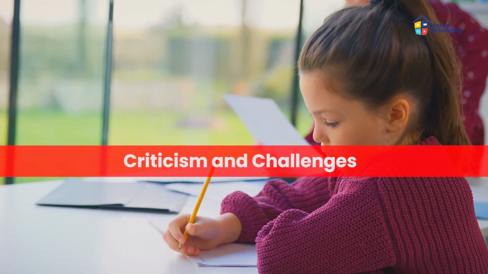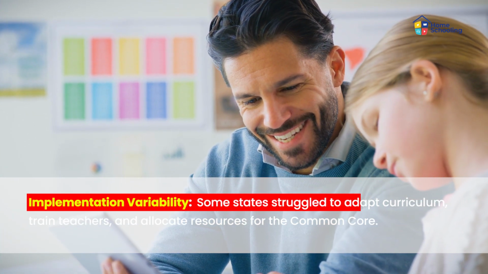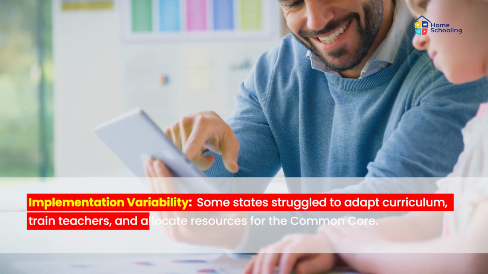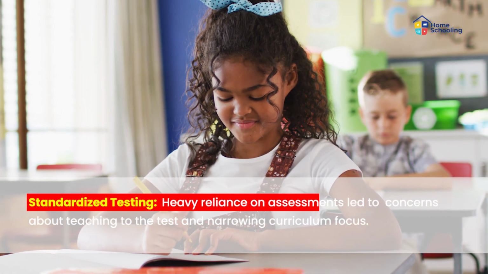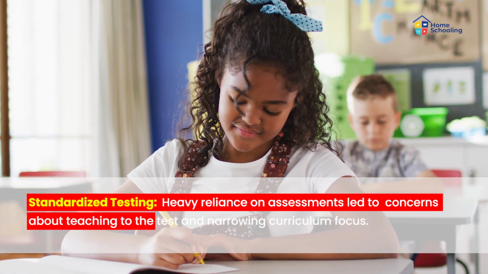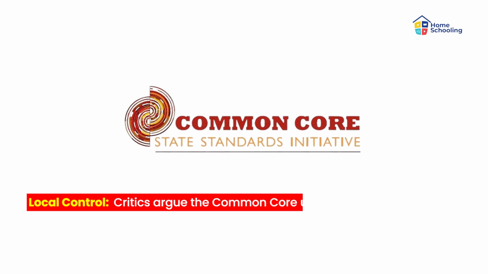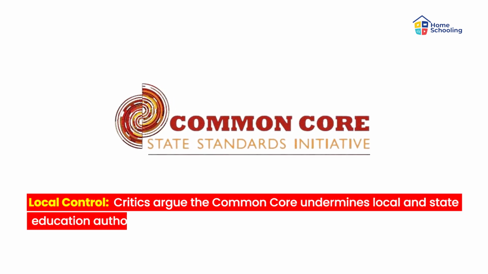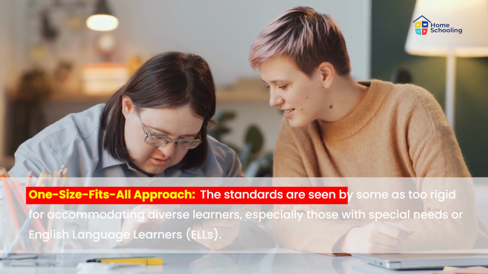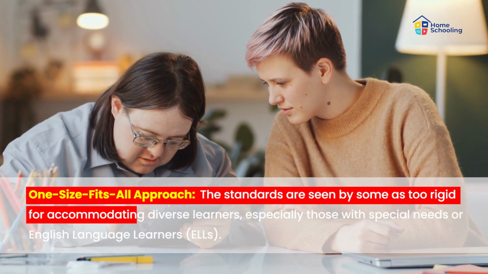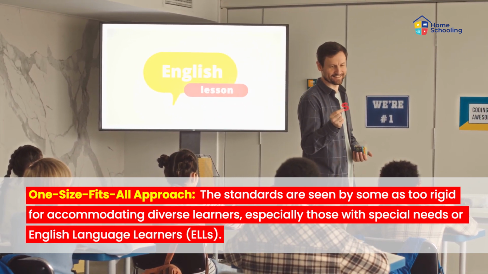Criticism and challenges. Implementation variability. Some states struggled to adapt curriculum, train teachers, and allocate resources for the Common Core. Standardized testing. Heavy reliance on assessment led to concerns about teaching to the test and narrowing curriculum focus. Local control. Critics argue the Common Core undermines local and state education authority. One-size-fits-all approach. The standards are seen by some as too rigid for accommodating diverse learners, especially those with special needs or English language learners, ELLs.